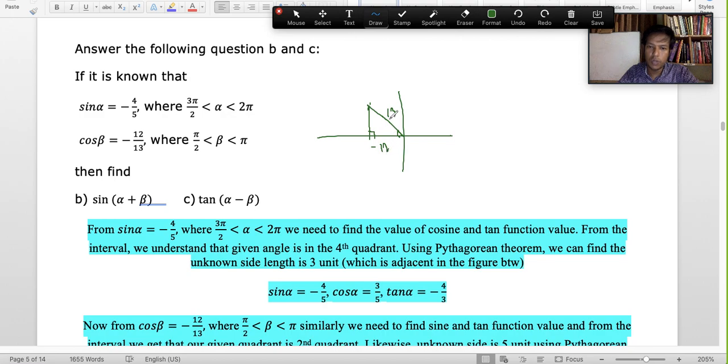And you know 12, 13, and if you use the same Pythagorean, then 5 will come here, and this will be positive 5 because this value is positive. This is positive y side, that's why. So once you have this 5, 12, and 13, then you can actually find out sin beta, cos beta, and tan beta. Sin beta will be 5 divided by 13, cos beta is already given, minus 12 by 13, and tan will be minus 5 by 12, or 5 by minus 12, both correct.